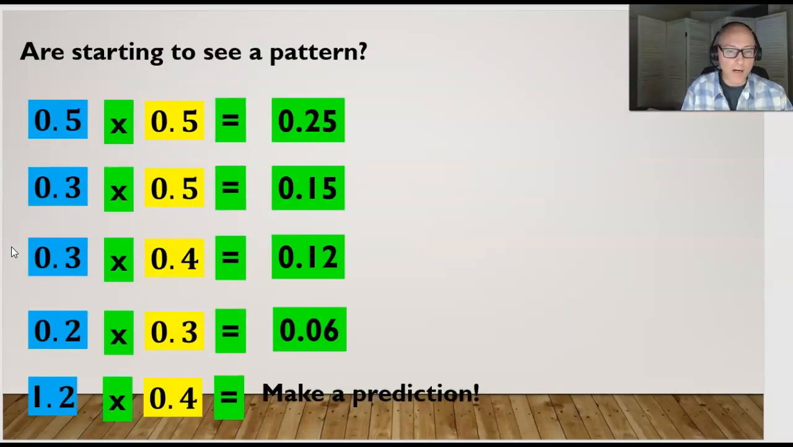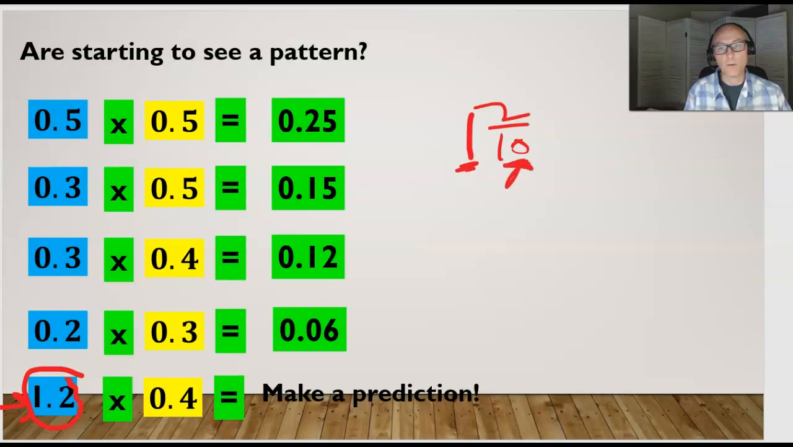Starting to see a pattern. Make a prediction. Now we're kicking it up a notch. You put in a whole number in there, like a mixed number, really, isn't it? I mean, we say mixed numbers is like 1 2/10, right? That's a mixed number because you got the integer and you got this fraction here.